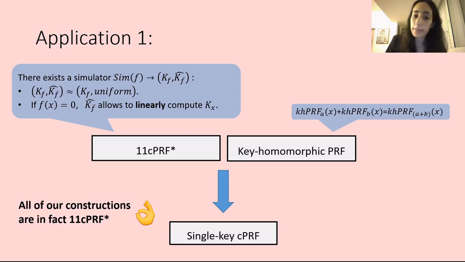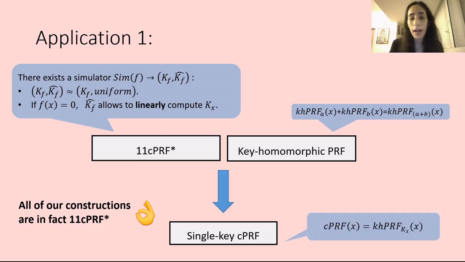And I will also not go into the technical details of the construction, but I will give you a hint, and it's pretty straightforward from there. So I start from a key homomorphic PRF, and whenever I want to compute the PRF on some value x, I first use the 1-1 constraint PRF to compute k sub x, and then I use this k sub x as a seed to the key homomorphic PRF, and then I evaluate this key homomorphic PRF over the input x.